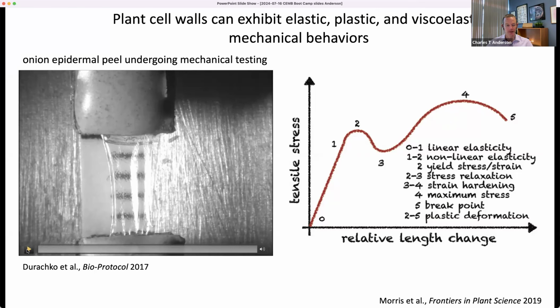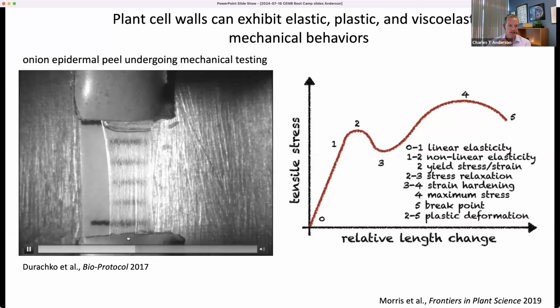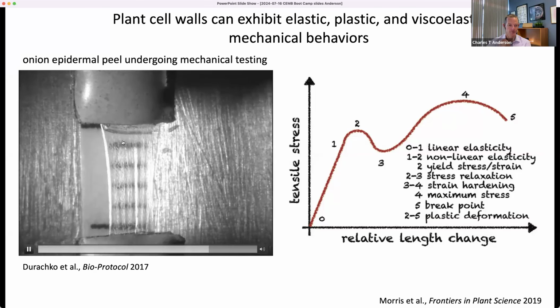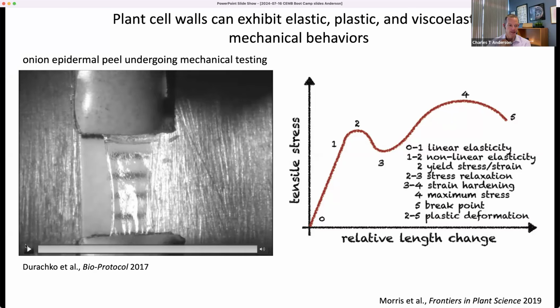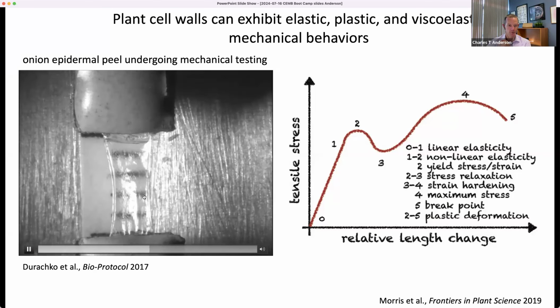So this is a mechanical test of an onion epidermal peel, which is a really classic system for studying cell wall mechanics that, again, was developed by the Cosgrove lab here at Penn State. So you peel the epidermal surface off of an onion scale, and they clamped it in between these two holders. And they're watching what happens when they apply tensile stress to this material. So you can see that it's stretching out, and it's exhibiting some pretty interesting behaviors. First of all, it starts to flatten a little bit as it's stretched out. And then it starts to wrinkle a little bit and become more opaque.